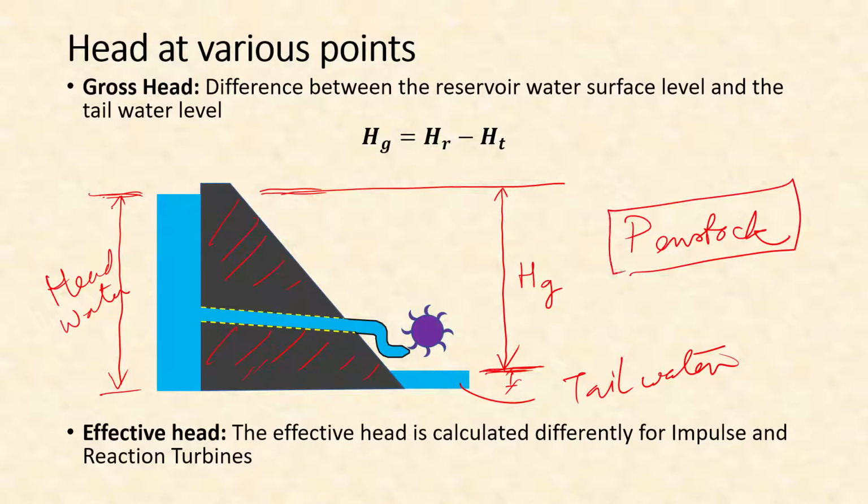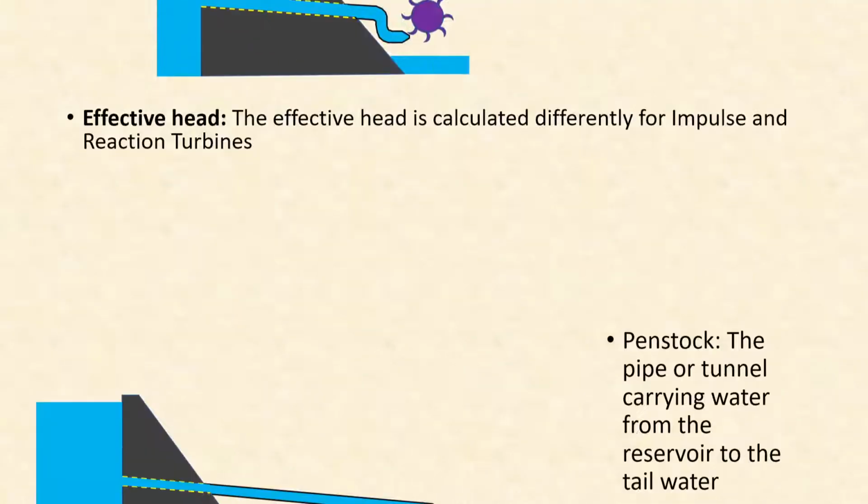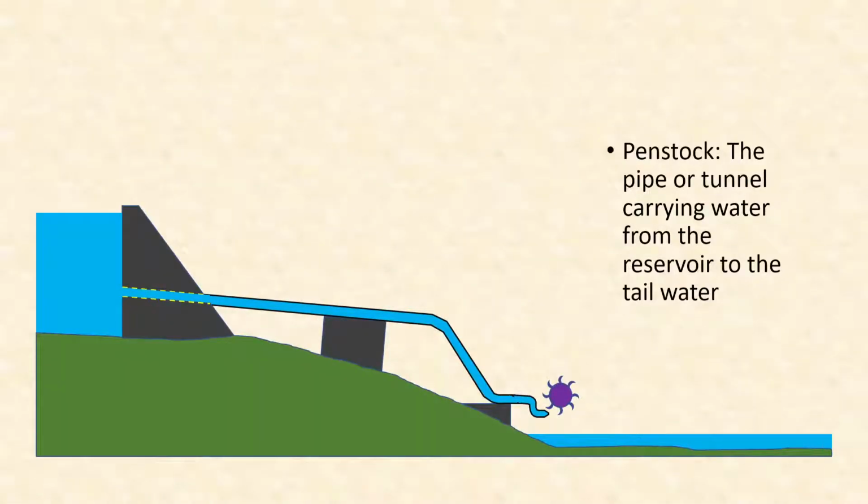Penstock is simply the pipe or tunnel that carries water from the reservoir up to the turbine. So in this case, this whole pipe is the penstock. Sometimes when we cannot or we do not put the turbine close to the toe of the dam, then we may put it someplace away from that, and in that case this whole pipe is called the penstock.